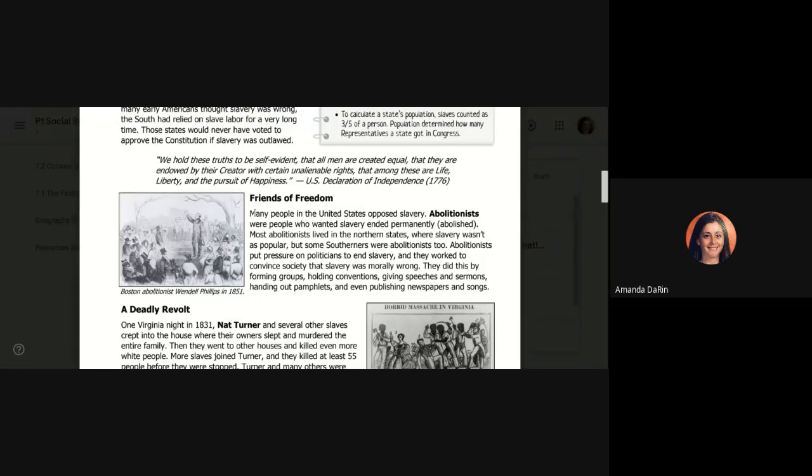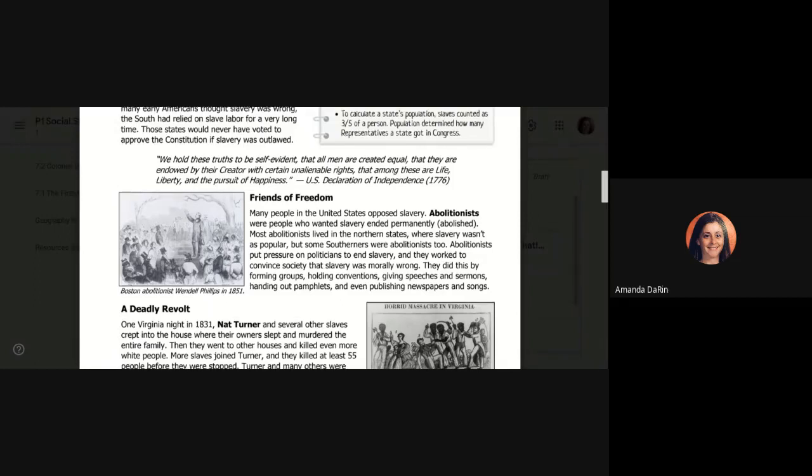Many people in the United States oppose slavery. Abolitionists were people who wanted slavery ended permanently or abolished. So there's one of our vocab words. Most abolitionists lived in the northern states where slavery wasn't as popular, but some Southerners were abolitionists too. Abolitionists put pressure on politicians to end slavery, and they worked to convince society that slavery was morally wrong. They did this by forming groups, holding conventions, giving speeches and sermons, handing out pamphlets, and even publishing newspapers and songs.